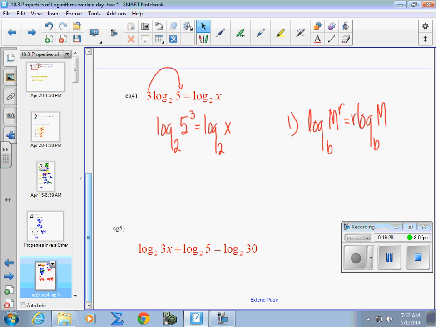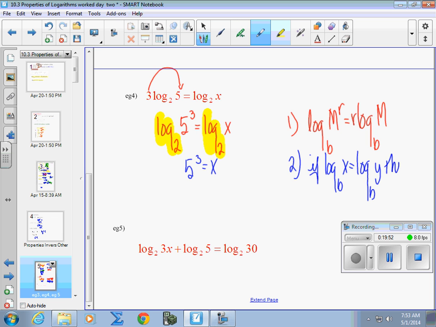Next, these are the same. They are single logarithms, so you can make 5 cubed equal to x. The equality property: if log base b of x is equal to log base b of y, then x is equal to y. So obviously we get x is 125.